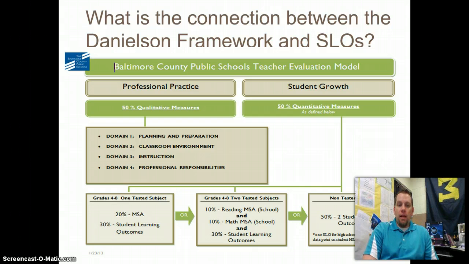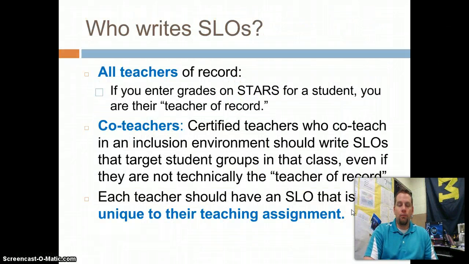As of right now, for teachers who are either math, science, or 8th grade science, or reading/language arts, you will be assessed based on 20% MSA, 30% student learning outcomes. The State of Maryland has applied to the federal government for a waiver, to where everyone would fall under the non-tested subjects. So that's still pending.